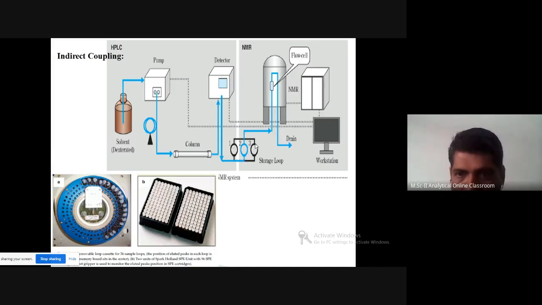This is called the storage loop. And here storage loop kasa aste, kasa ite images ahet baga. So these are the storage loop. It is called the loop cassette mantu apan yala. And yacha majhe 36 sample loops ahet. So it means, jo pas 36 vegvegle component store karu shakta.